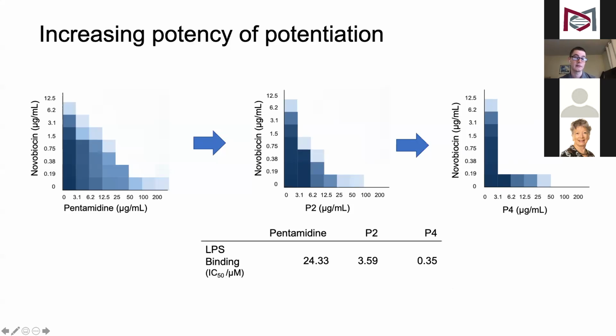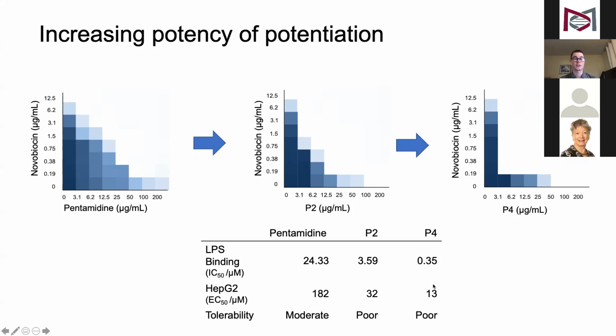We also tested these analogs for their LPS binding. So in this assay, the higher the number the less efficiently it binds LPS. So we can see that we're increasing LPS binding efficiency by almost tenfold in each iteration of our analog development. And it was interesting that efficacy in our checkerboard correlated so well with increased LPS binding affinity.